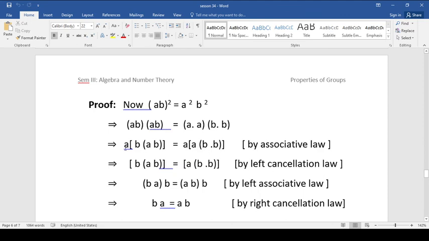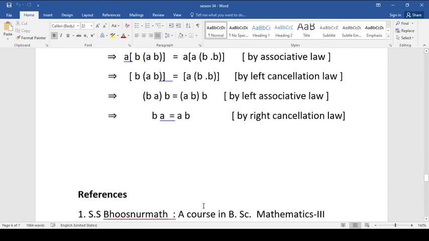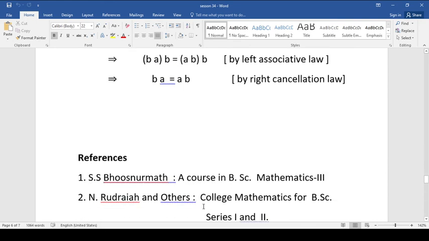So here by the left cancellation law, on both sides A gets cancelled, that means we have B into AB is equal to A into B into B. Again by using the associative law we can club like this. Here also B and B get cancelled. So we have BA is equal to AB. So if BA is equal to AB, again we can say that the group G is an abelian group.